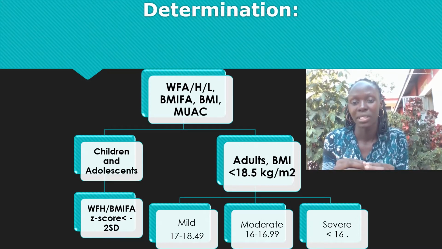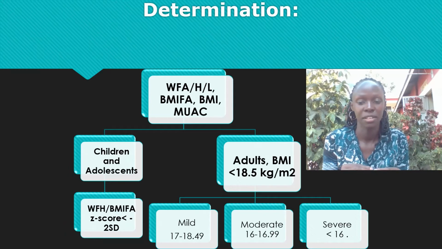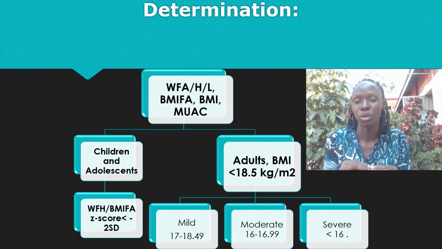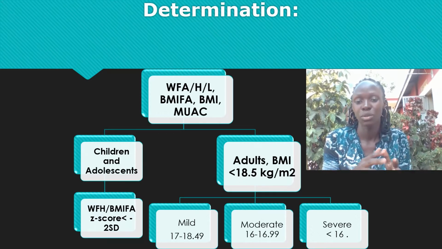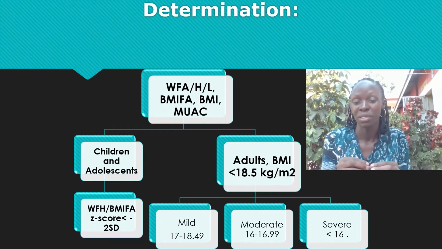Now, in adults, underweight is defined as a BMI which is less than 18.5 kilograms per square meter. Underweight is also graded from mild to moderate to severe. An adult is considered mildly underweight if the BMI ranges from 17 to 18.49 kilograms per square meter. A person is considered moderately underweight if the BMI ranges from 16 to 16.99 kilograms per square meter, or an individual is considered severely underweight if his or her BMI is less than 16 kilograms per square meter.